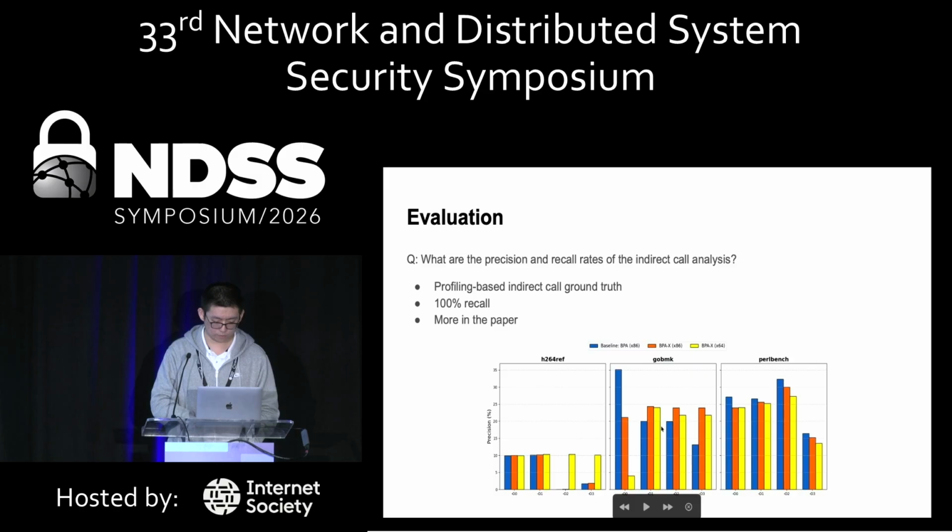For most programs, it only shows its precision for large benchmarks. You can see it has similar or better precision compared to the baseline BPA, except O0. As I just discussed, for O0 we are too conservative, so the precision is worse than the baseline BPA. And there are more details in the paper.